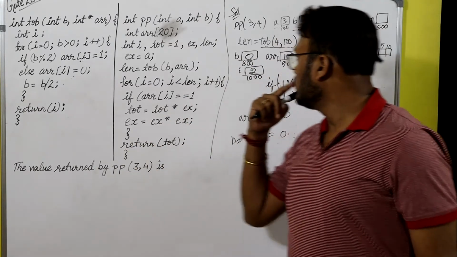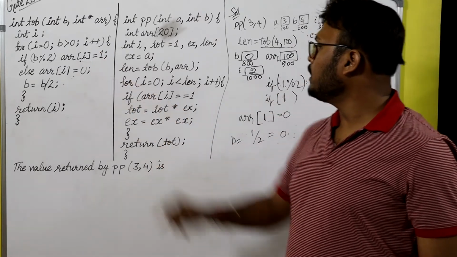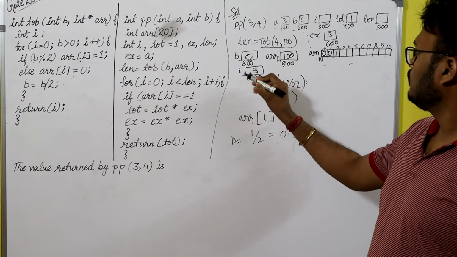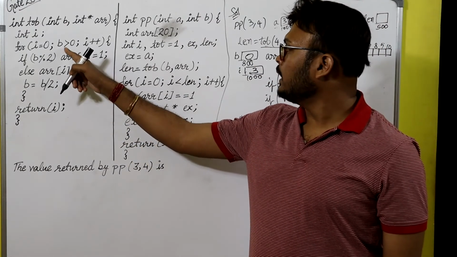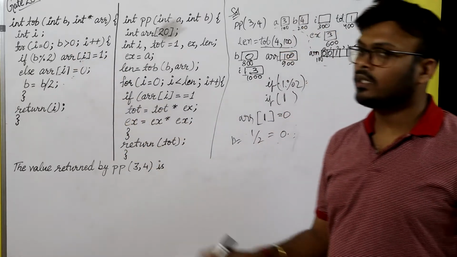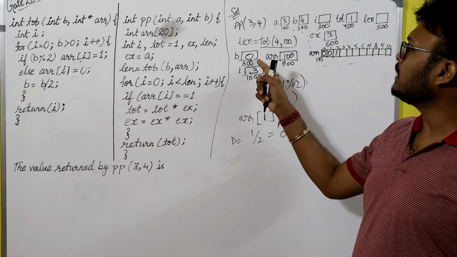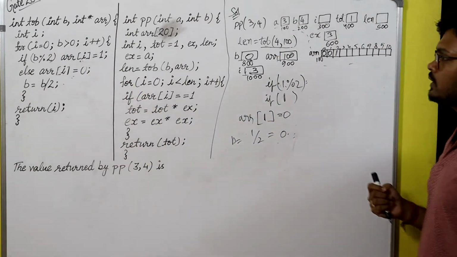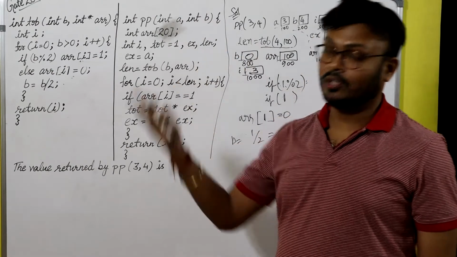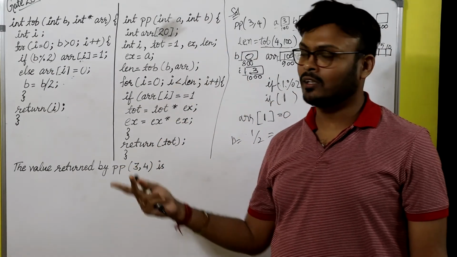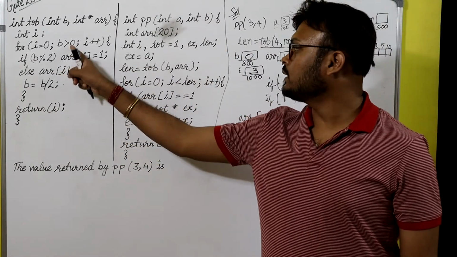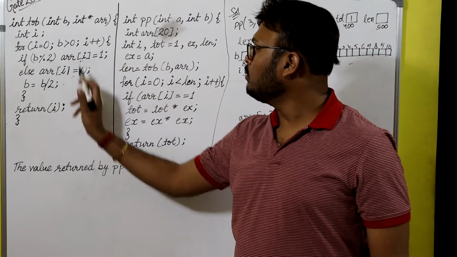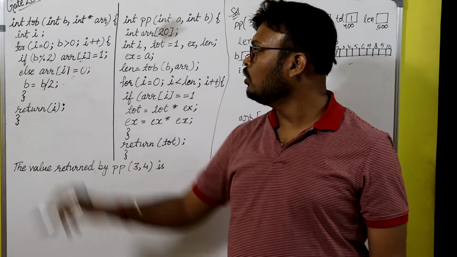Now again, the value of I will be incremented by 1. It means I value will become 3. Fine. And now the condition is checked, B greater than 0. What is the present value of B? The present value of B is 0. So 0 greater than 0? No, 0 is not greater than 0. So this condition is false. Since this condition is false, it will come out from the for loop. The for loop is broken.